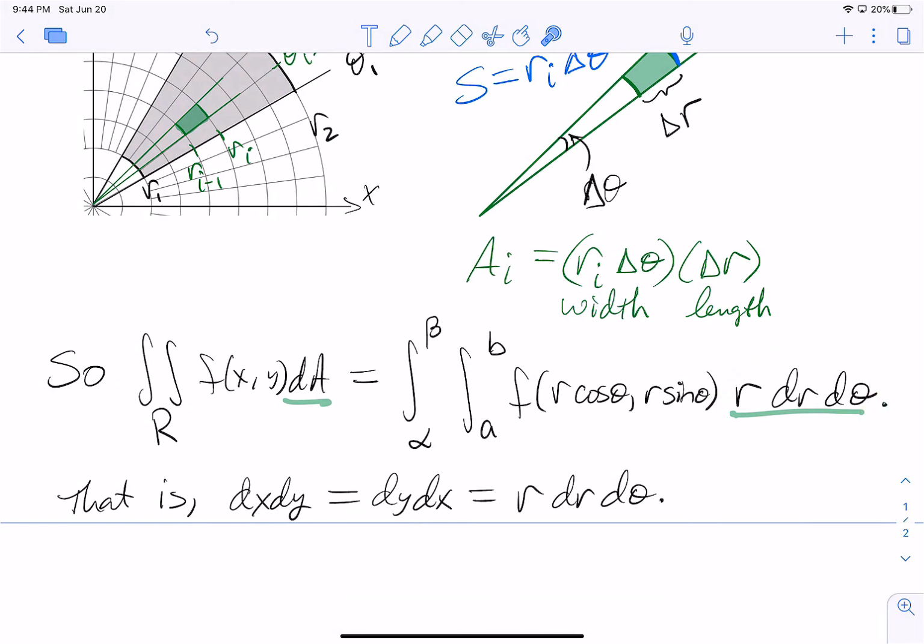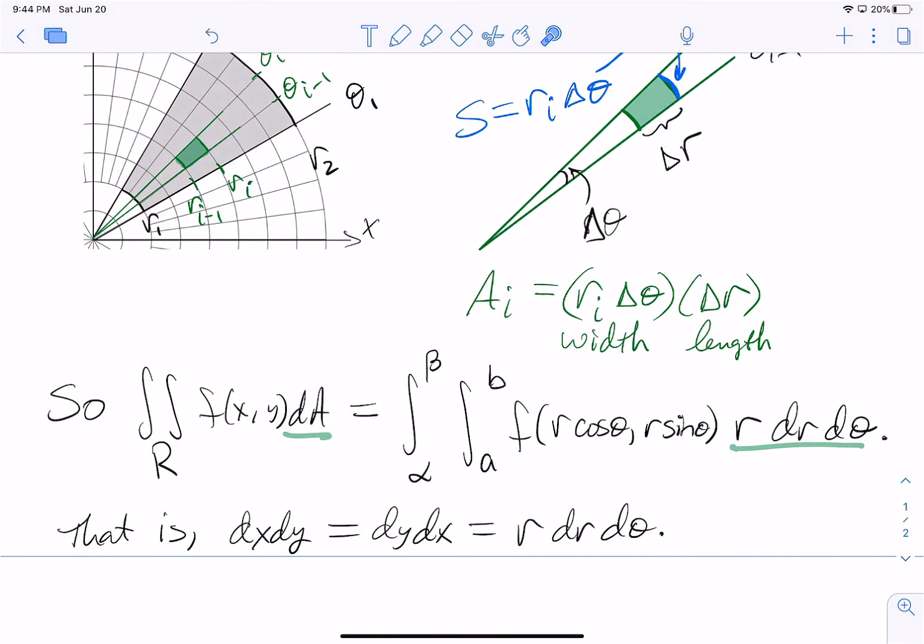Here's the most common mistake. What do you think it is? Can you guess? People forget the r. Now, the limits on r are going to be a to b for this picture here, and the limits on theta are going to be alpha to beta. Right now, just take a moment, wherever you're sitting, just out loud, r dr d theta, r dr d theta. Just repeat it to yourself a few times. If there are people around you, I promise you, they're going to leave you alone.